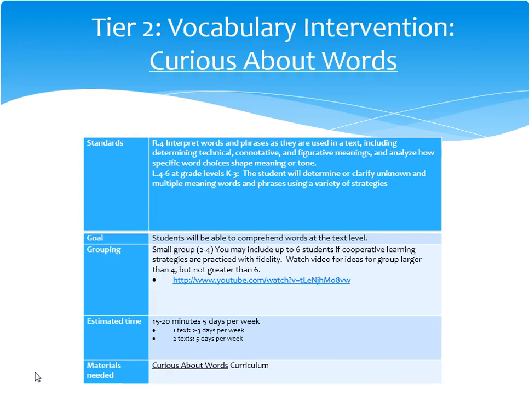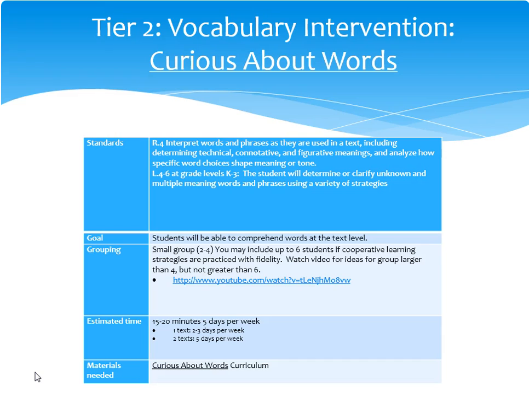The standard for literature for this intervention is to interpret words and phrases as they are used in a text, including determining technical, connotative, and figurative meanings, and analyze how specific word choices shape meaning or tone. The language standard is: the student will determine or clarify unknown and multiple meaning words and phrases using a variety of strategies. The ideal grouping for this intervention is 2 to 4 students.